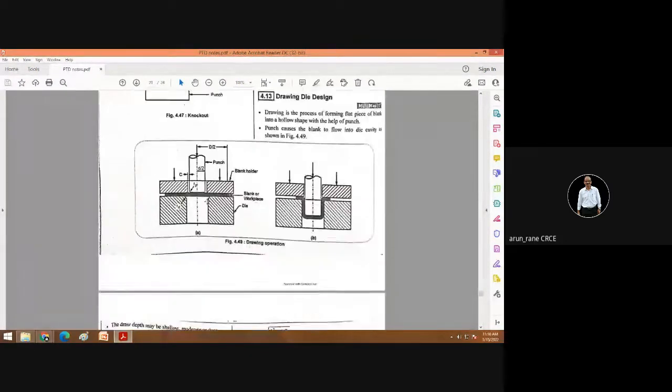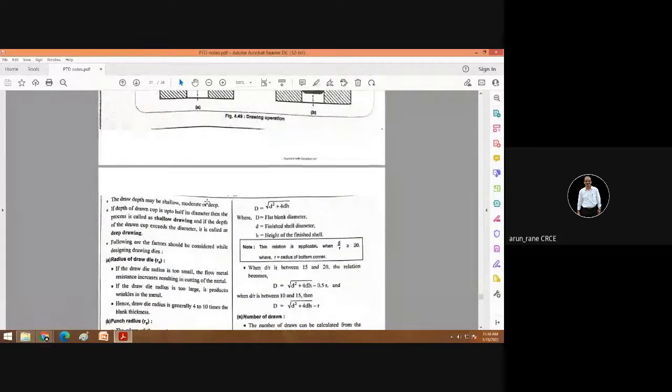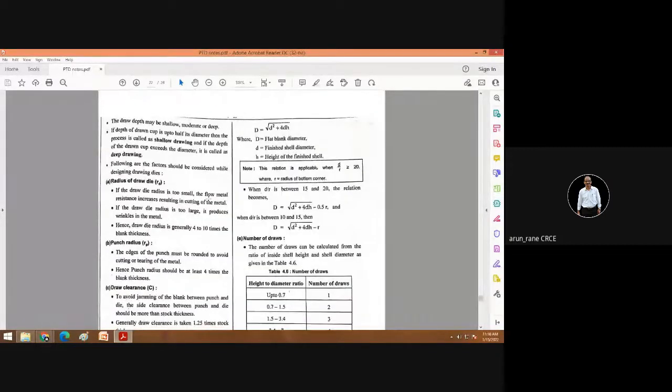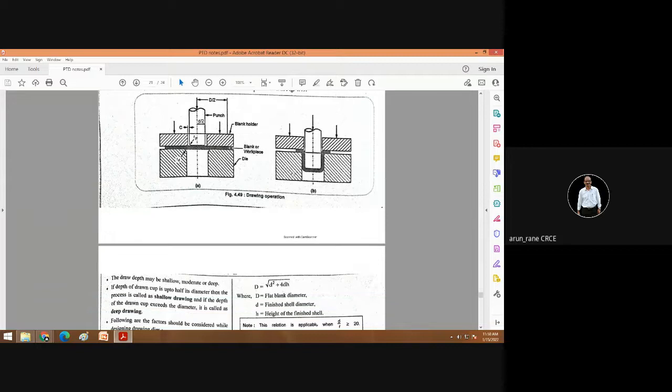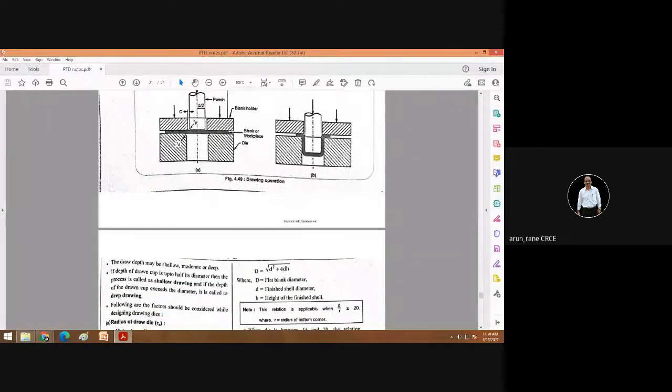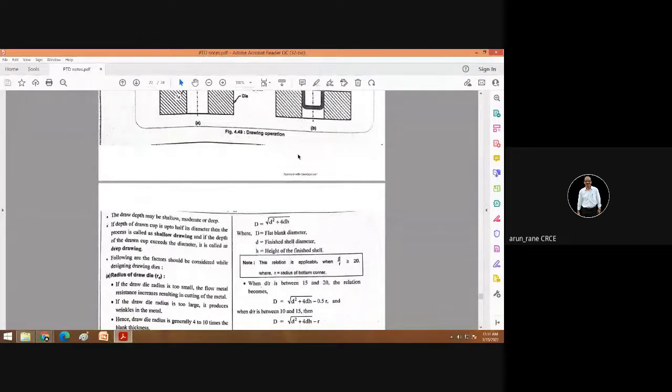Then pressure pad. Pressure pad is used while the drawing operation is performed, and this is what your drawing operation is, in which your blank is held with the help of the blank holder. And this is the punch which goes down, and the clearance is such that your material flows in the die and punch. So if the strip thickness is 1 mm, the minimum clearance should be 1 mm or a little more than 1.